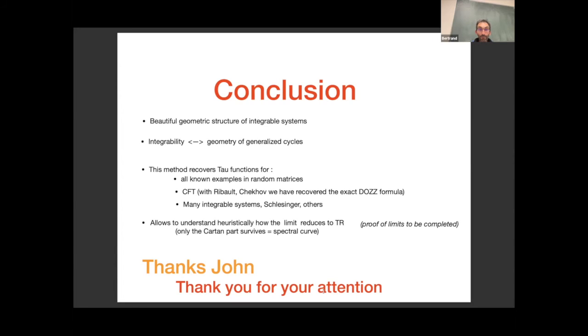We also, with Ribot and Chekhov, try to apply this framework to conformal field theories. And for example, if you take SL2 with 3 singularities on Fuchsian, then you can compute the tau function exactly with this method. So we just have to compute the integrals over these generalized cycles. This is doable because the psi's are some hypergeometric functions, so all integrals can be computed. And using that, you exactly recover the DOZZ formula for the tau function. And also this framework allows us to understand heuristically quite well how things transform to a spectral curve in the h bar going to 0 limit.